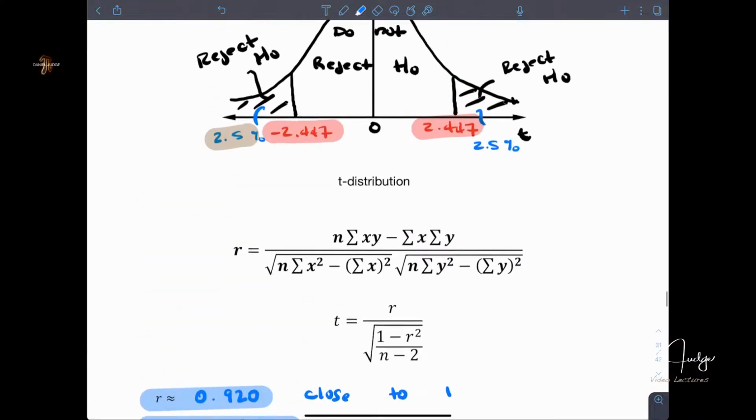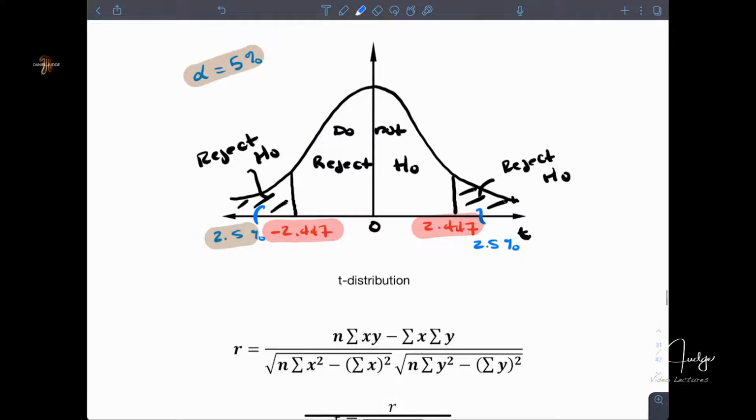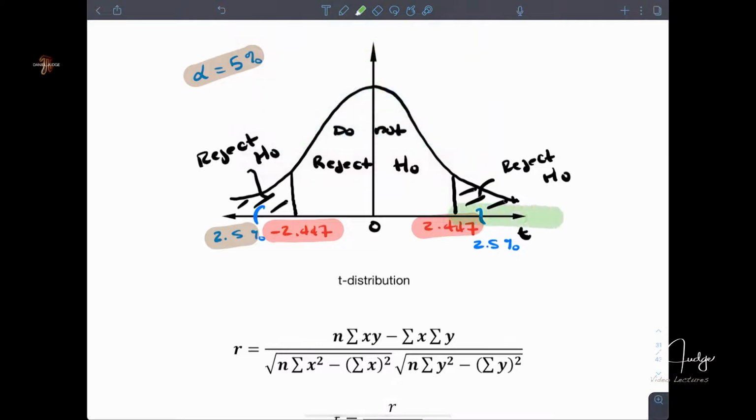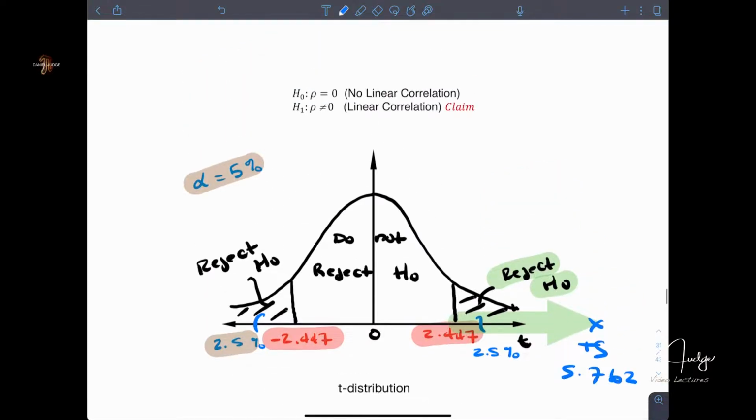Let's see where this lives on your decision rule. 5.762, ladies and gentlemen, is past the critical value of 2.447. We're going to reject the null because our test statistic is way out here. Test statistic 5.762 is in the reject the null region.